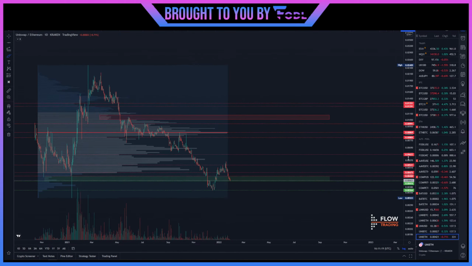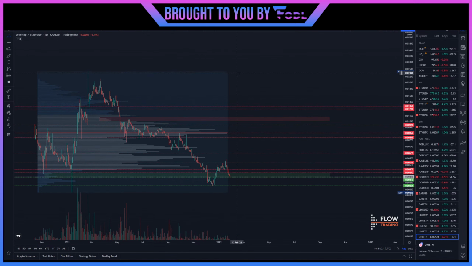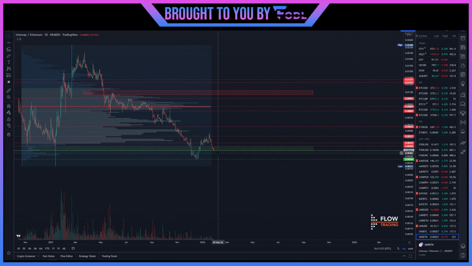Uni versus ETH, very much the same thing. We've already had a little move to the downside. We could see potentially more to the downside, but I'm more inclined to see that this is going to go up first. Okay, so if we do go up first, it needs to outperform Ethereum in order to print a green candle. So we are at a low volume area. This should act as support.